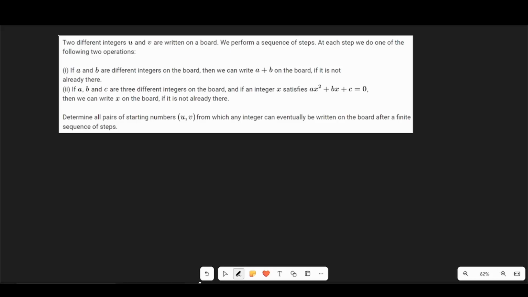Hello, today I will consider all the problems which were proposed at the EGMO 2024. The EGMO is the European Girls' Mathematical Olympiad.